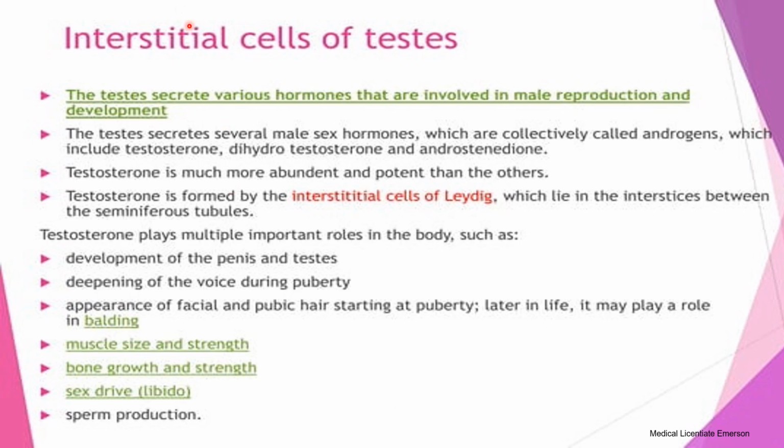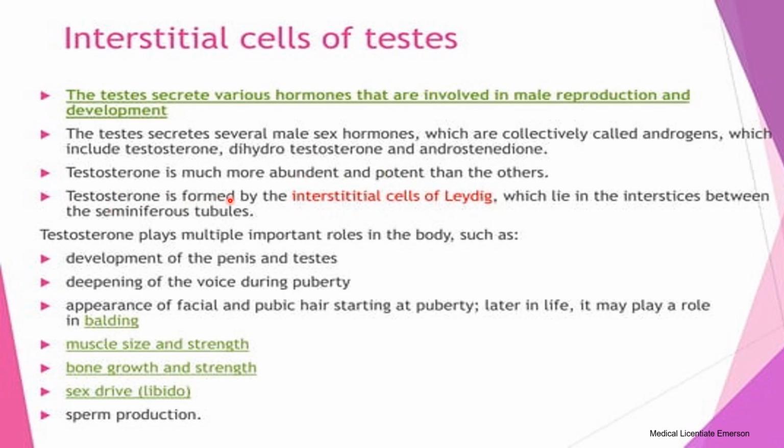Then the other type of cells are the gonads. The gonads, number one, we are going to start with the testes. The testes secrete various hormones that are involved in male reproduction and development. The testes secrete several male sex hormones, which are collectively called androgens, including testosterone, dihydrotestosterone and androstenedione. Testosterone is much more abundant and potent than the others.